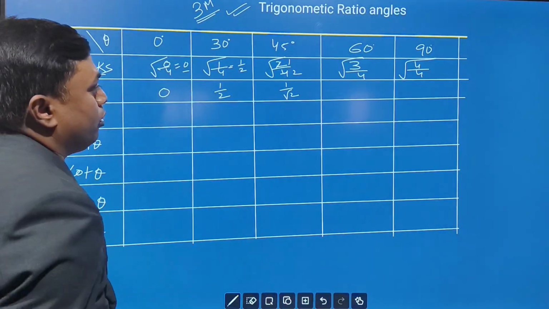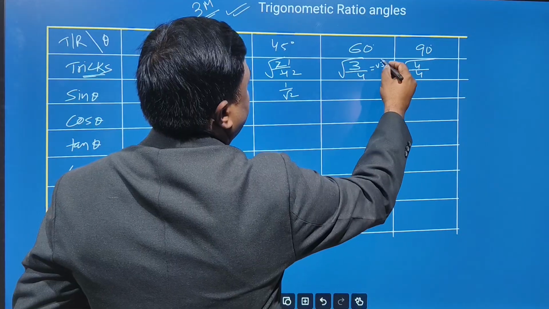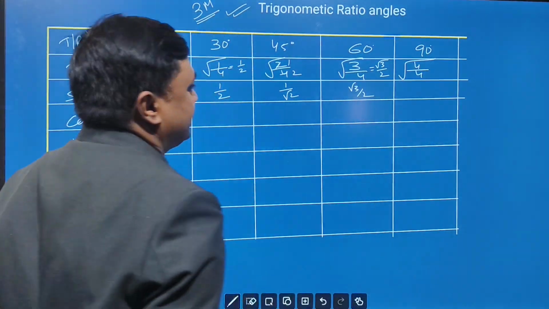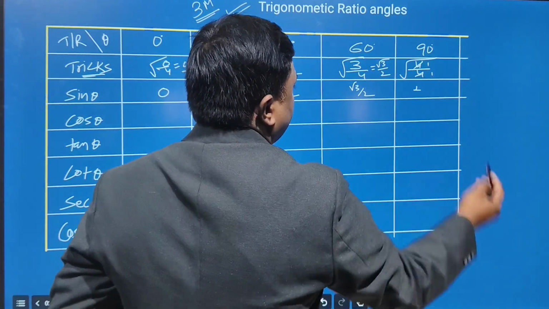So sin 45 is what? 1 by root 2. Sin 60. You can see here root 3 is not a perfect square. So root 3 only. 4 is a perfect square, so by 2. So root 3 by 2 is the value for sin 60 degree. Here you can cancel 4 and 4. So the square root of 1 is what? 1. Yes or no?